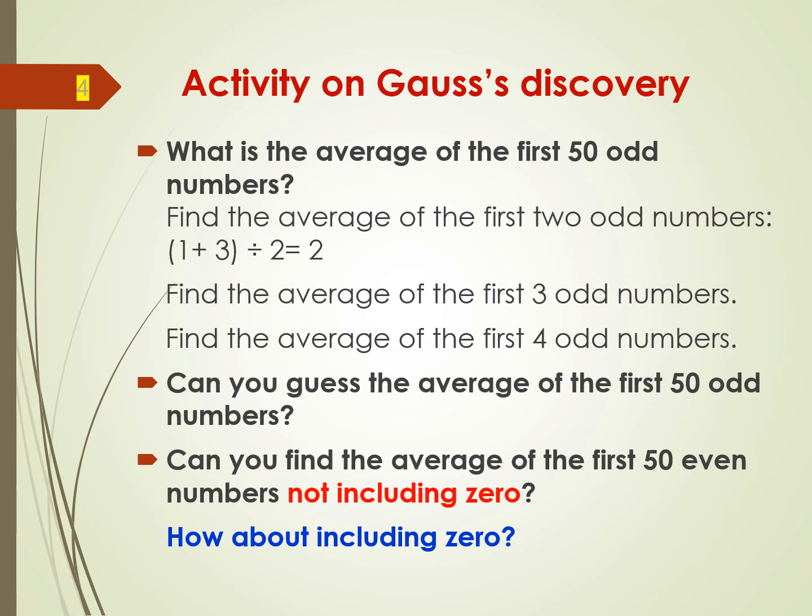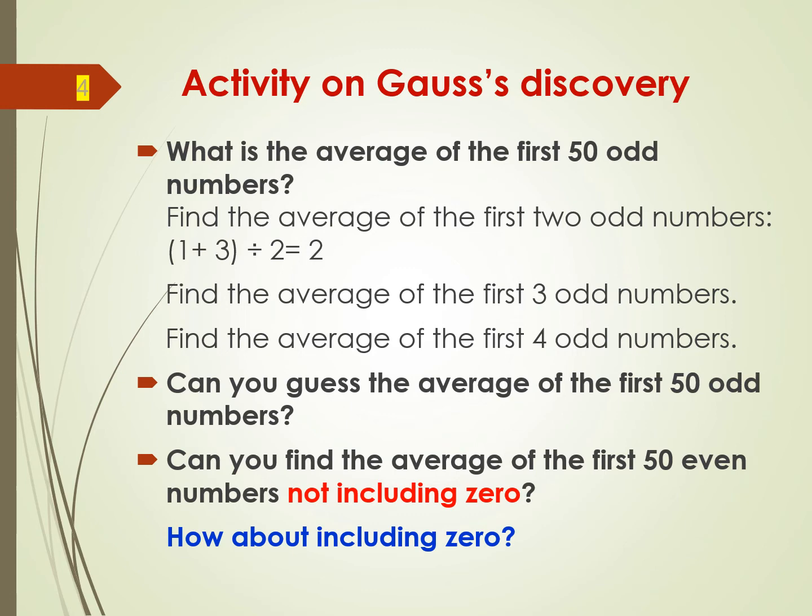The next activity is how to find the average of the first 50 odd numbers. The average of the first 2 odd numbers, they should know what the average is: 1 plus 3 divided by 2, they will find out. When I first gave this question to secondary 1 students, they all wrote all the odd numbers, 1 plus 3 plus 5 plus 7, up to the first 50 odd numbers, trying to add them all.